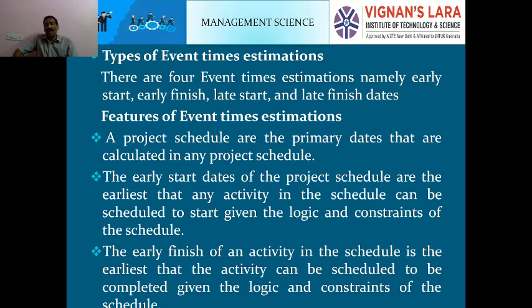The early finish of the activity is the earliest that the activity can be scheduled to be completed within the logic and constraints of the schedule. As I already said, there are two events: one circle and a second circle connected by an arrow. The first circle is denoted by early start, and the second circle by early finish, for each and every activity.